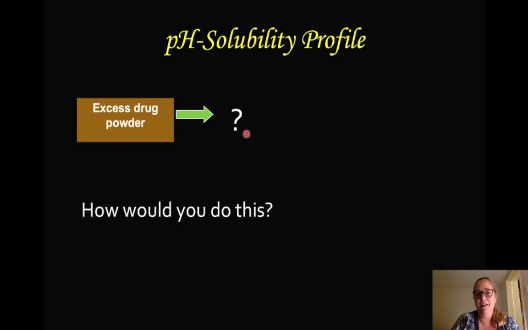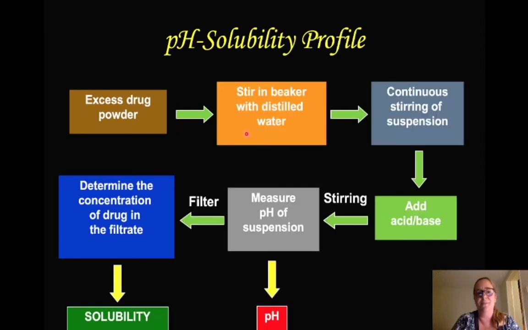Okay, if you had a go, this is the answer. First you would take your excess drug powder. You would then stir in a beaker with distilled water, continuously stirring the suspension. You would add acid or base, stir, and then measure the pH of the suspension. Afterwards we would filter like we did before, and then we can determine the concentration of the drug in the filtrate, and this will give us the solubility. So here we'd get the pH and solubility profile of our drug.